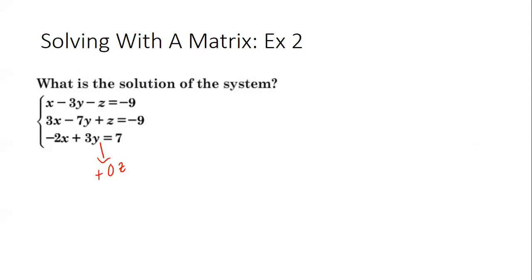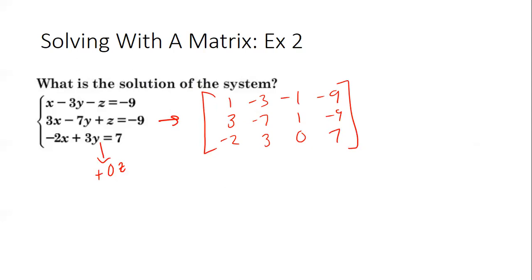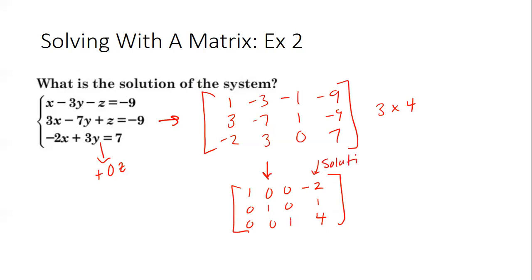All right, so let's see how we did. So, your matrix should have been set up as 1, negative 3, negative 1, negative 9, 3, negative 7, 1, negative 9, negative 2, 3, 0, and 7. So that's your initial matrix that you put in, right? After you input that as a 3x4, what was your new matrix? Anyone? 0, 0, negative 2. Okay. And then what's 0, 1, 0, 1. And then we had 0, 0, 1, and what? 4. So again, this is our solution. So our solution is written as an ordered triple. So you have -2, 1, and 4.